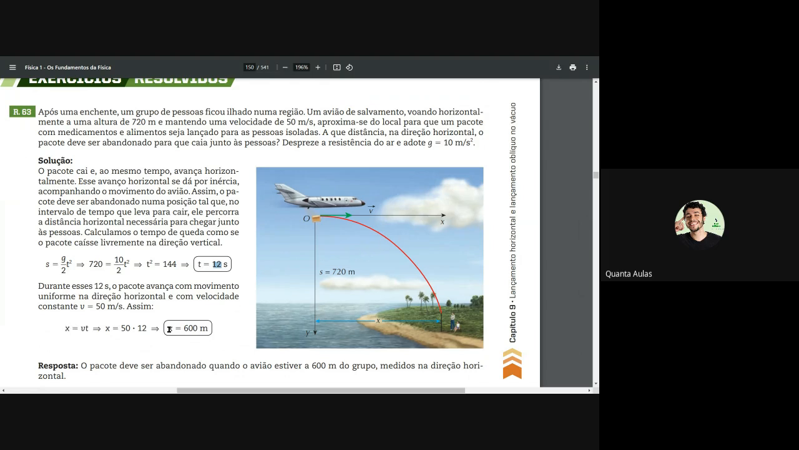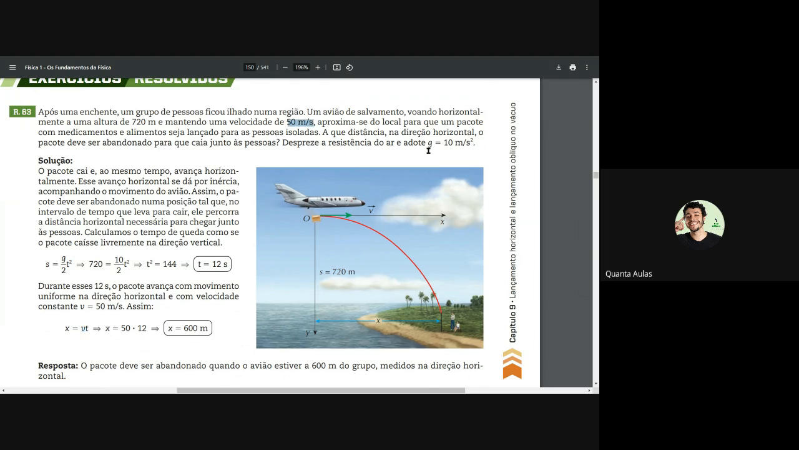But in x dimension, we don't have acceleration. So we can use a more simple equation to solve the problem. The equation, the position equation, where we don't have acceleration. So we can put the value here and the velocity here. But which velocity, right?